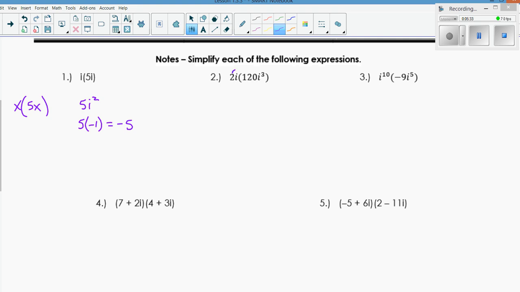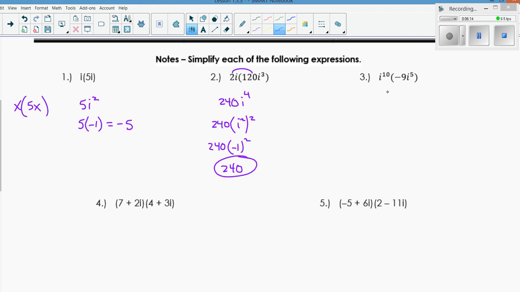Next one. I have a lot of multiplication going on here. I want to multiply my numbers. 2 and 120 makes 240. i times i to the third makes i to the fourth. Multiplying 1 i times 3 more, I get i to the fourth. Now I need to simplify this. So this gives me 240 times i squared, raised to the second power. That's negative 1 to the second power. Negative 1 squared is 1, times 240, so my answer is 240. You may not need to do as much work as I just did, but make sure you're not skipping too many steps. When we do that, we tend to make a lot of mistakes.